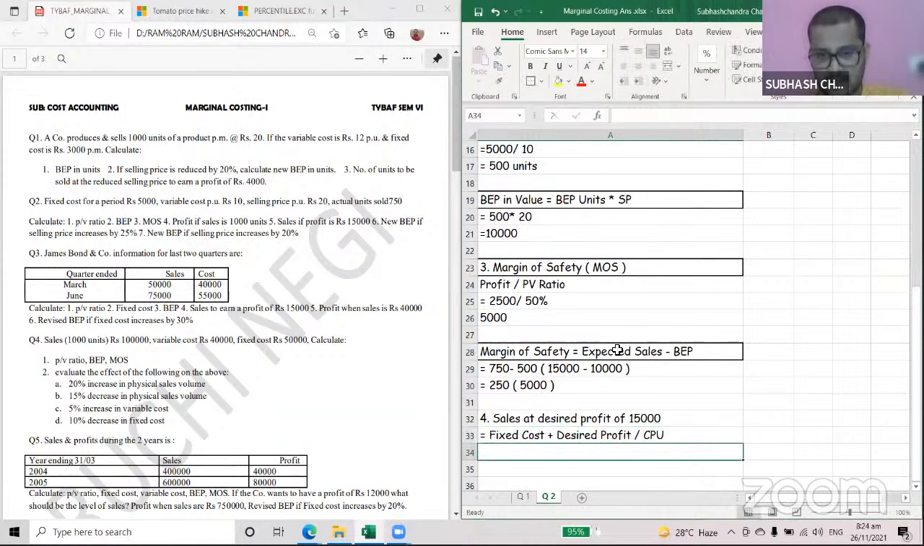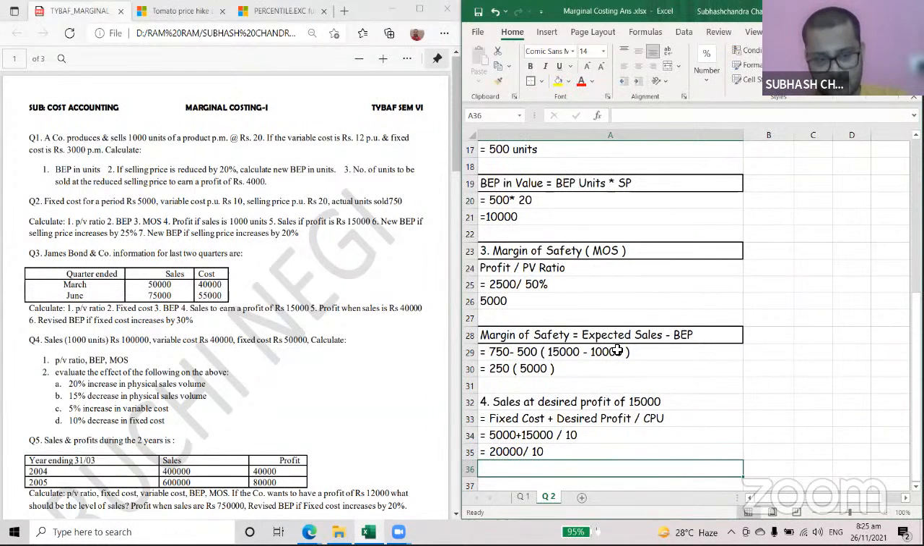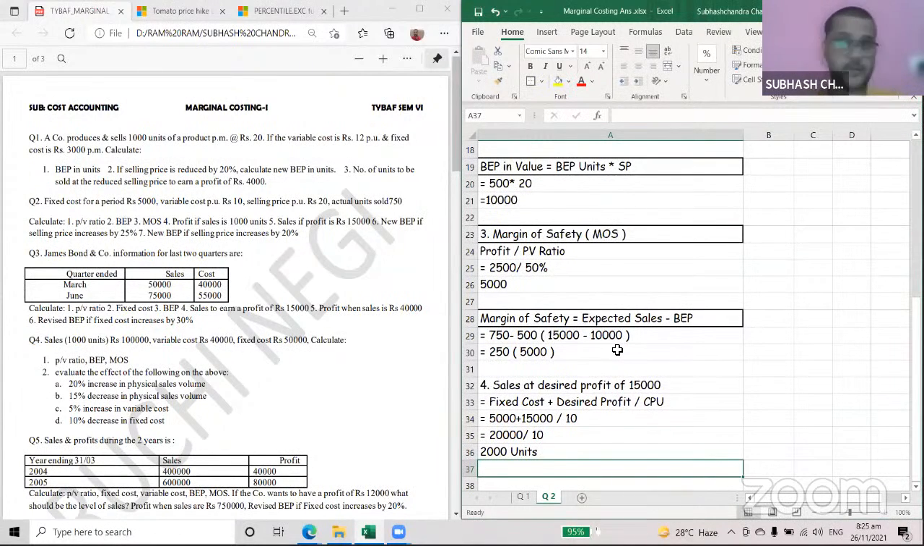So that will give us: fixed cost is 5,000 rupees, profit already given in the question is 15,000, divided by CPU, which was 10. So basically 20,000 divided by 10, so it's 2,000 units that should be sold. 2,000 units should be sold.